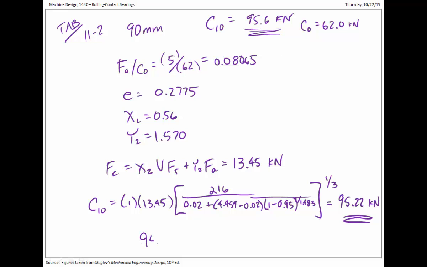Maybe we want to go to the 95 millimeter bearing, maybe. But we don't want to oversize everything just based on being conservative, because it costs more money to get a bigger bearing.